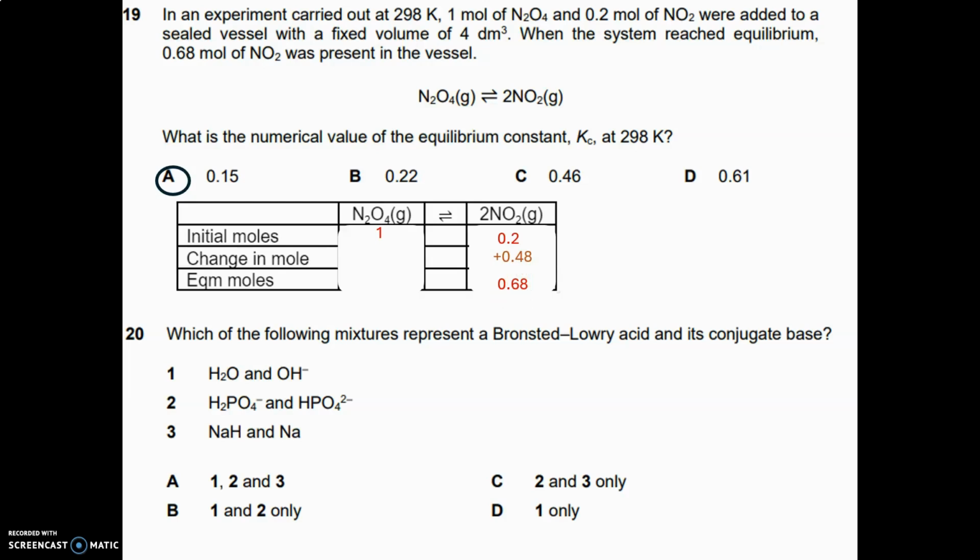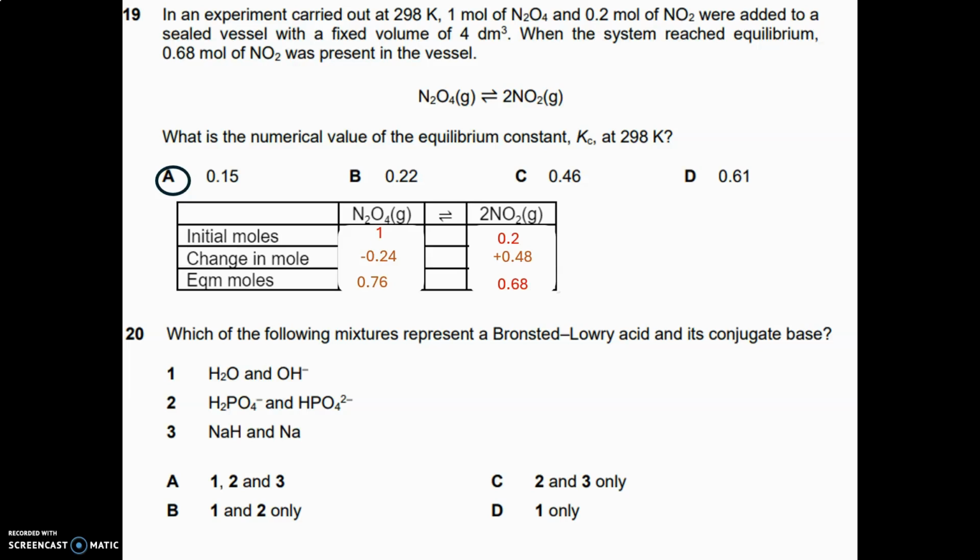So from there, we can calculate that the change in the amount of NO2 is 0.48. And from here, we can calculate the change in the amount of N2O4, which will be negative half of this, which is negative 0.24, because the amount of NO2 will be twice the amount of N2O4, so the change is also proportional to that. And finally, the equilibrium amount of N2O4 is 0.76 because it's 1 minus 0.24.